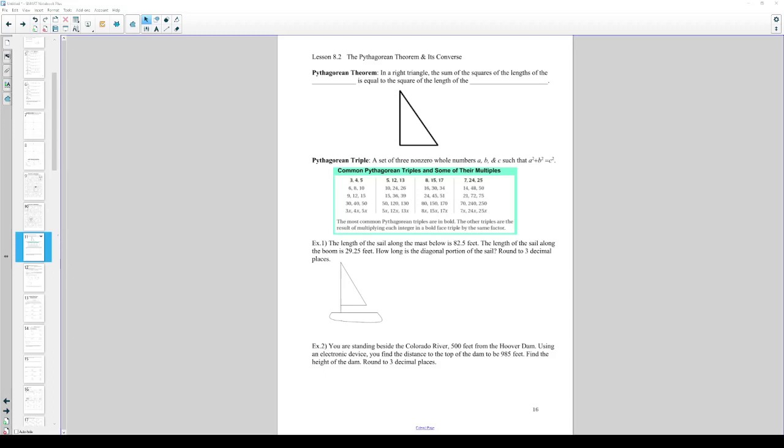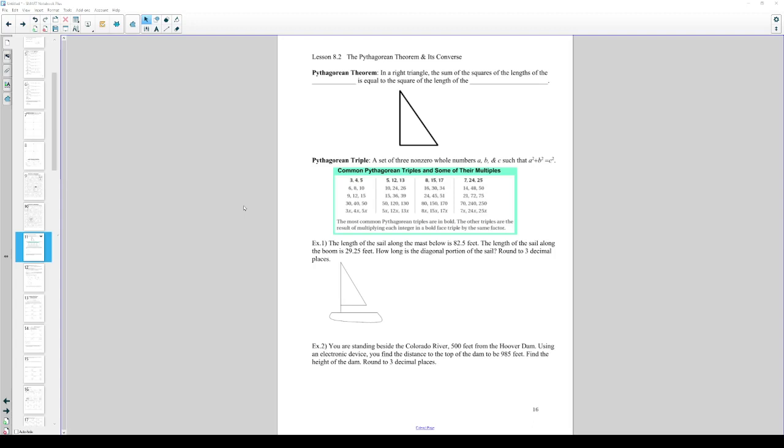All right, continuing with chapter 8, we're going to be looking at the Pythagorean theorem, which I assume everybody's familiar with. We've already been using it. So you know how it works, but we're going to get into a few details and talk about using it in a little more advanced arena, maybe? So anyways, Pythagorean theorem and its converse.